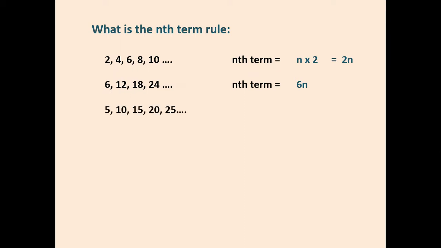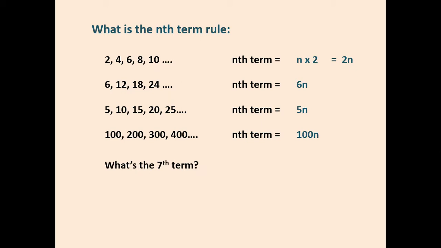What about this one here? What is the nth term? The nth term here would be 5n. And this one here, what would the nth term be? It would be 100n, because 100 times 1 gives me 100, 100 times 2 gives me 200, 100 times 3 gives me 300, and so on and so forth.